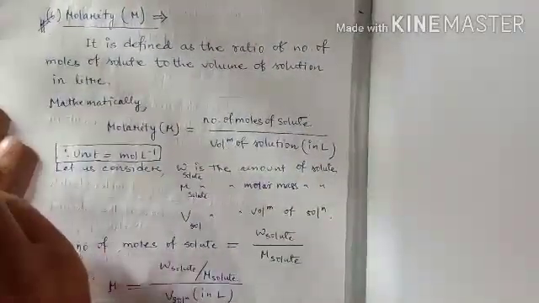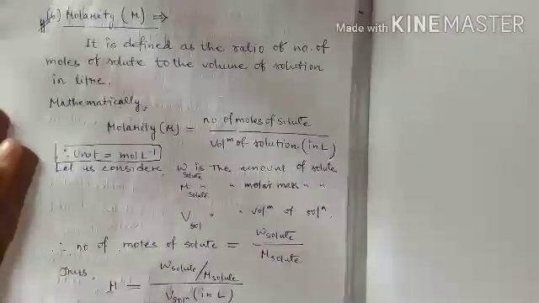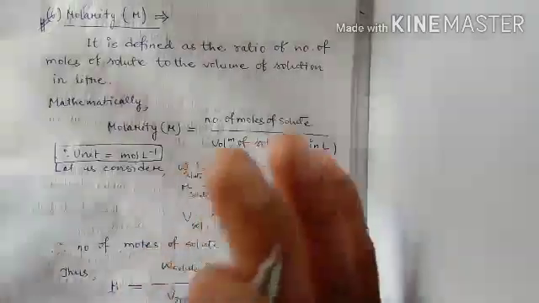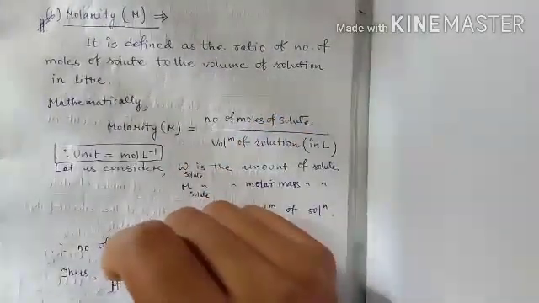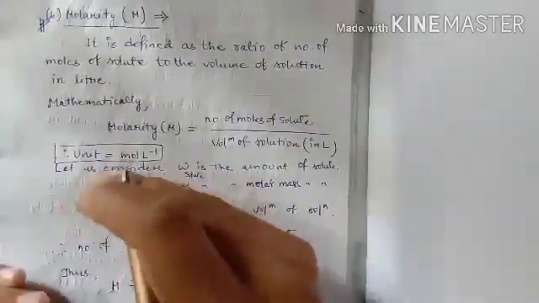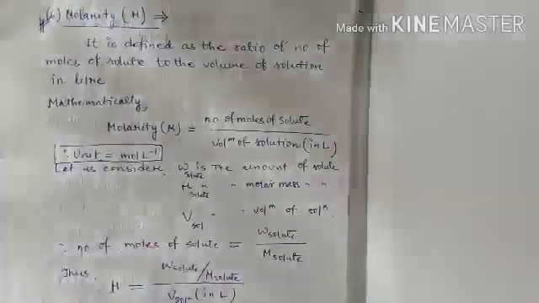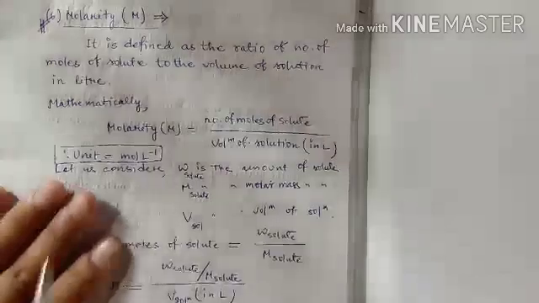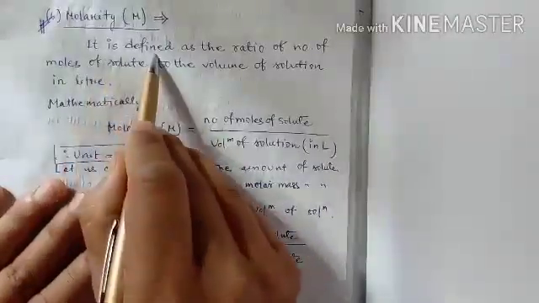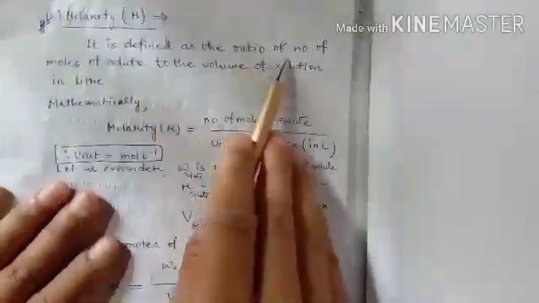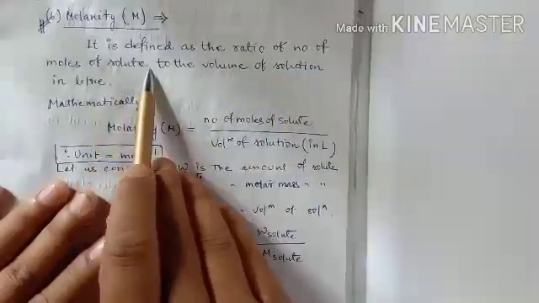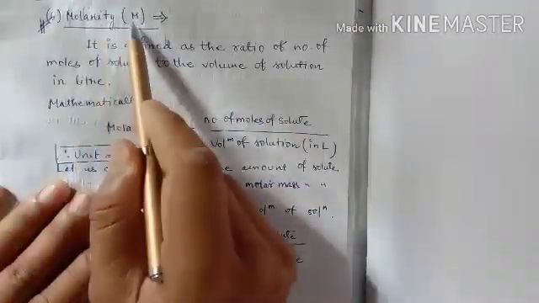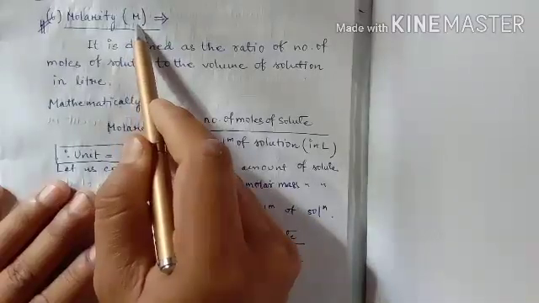Molarity. So molarity is nothing. It is a ratio of number of moles of solute to the volume of the solution. So it is just a description of a simple ratio. So that means there is a definition. It is defined as the ratio of number of moles of solute to the volume of the solution in liter. So molarity is expressed by capital M.